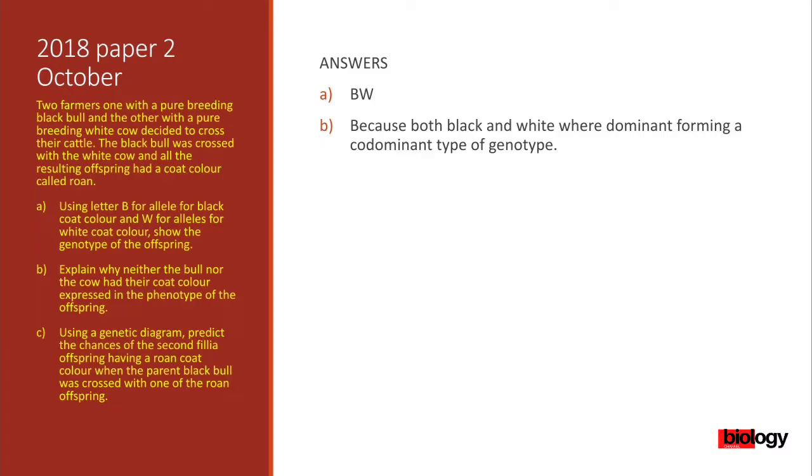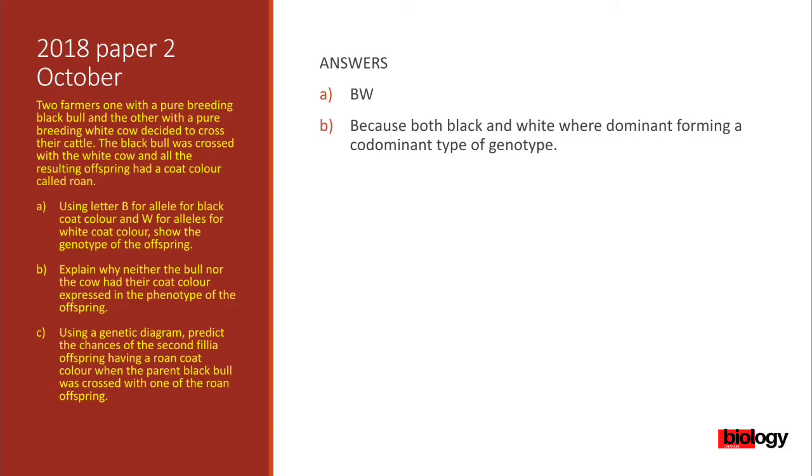So if one of those offsprings that have got a roan color has children, what are the chances of the children having a roan coat color? That's what they are asking us here. I repeat, if these offsprings that have got a roan coat color have children, what are the chances of those children having a roan coat color as well? That's what they are asking us.